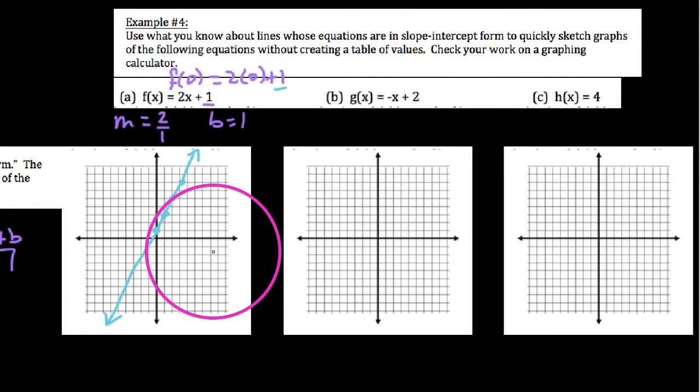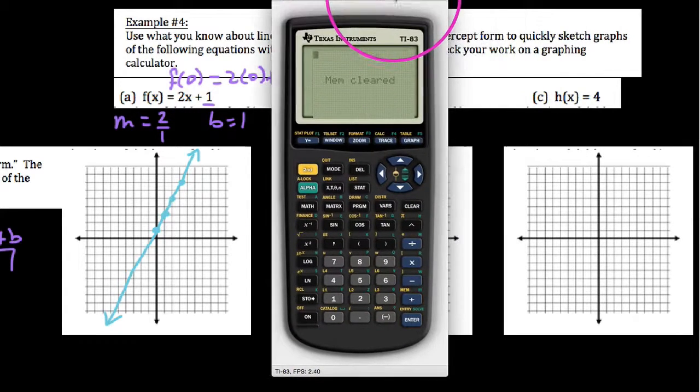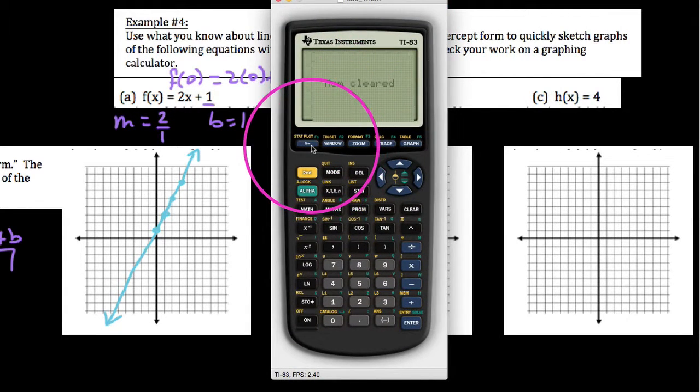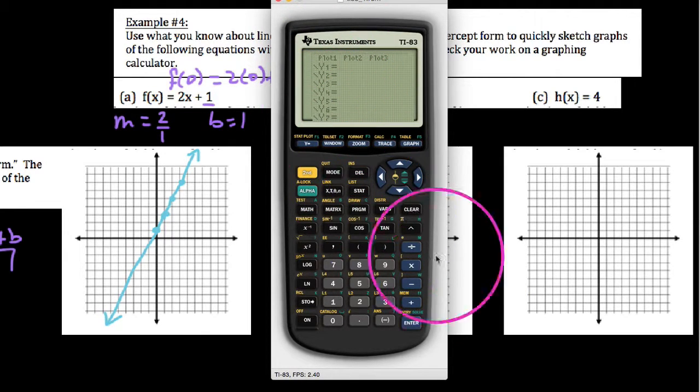I did want to check this on a graphing calculator, y equals 2x plus 1. The first place we want to proceed to is this Y equals. Once we get here, we have a list of Y equals, and we'll type in our function here. We say 2. Now the x key is always this key right here. It says X, comma, T, comma, theta, comma, n. We say 2x plus 1, and then the next button we're going to look for is Graph.